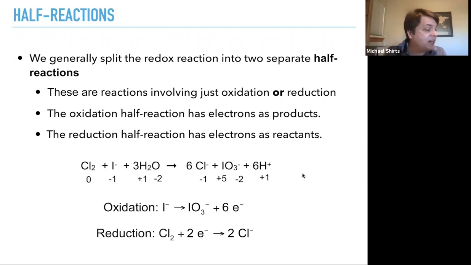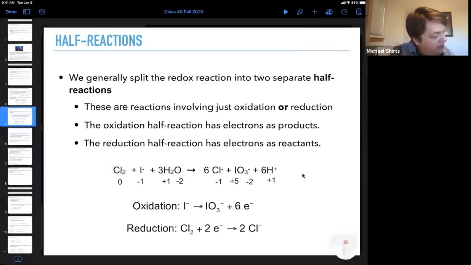And the reduction is the same one we saw on the previous page, chlorine gas plus 2 electrons going to 2 chloride ions. And so we can multiply the second one by 3. Oops, there's actually a typo there. Let's fix that.